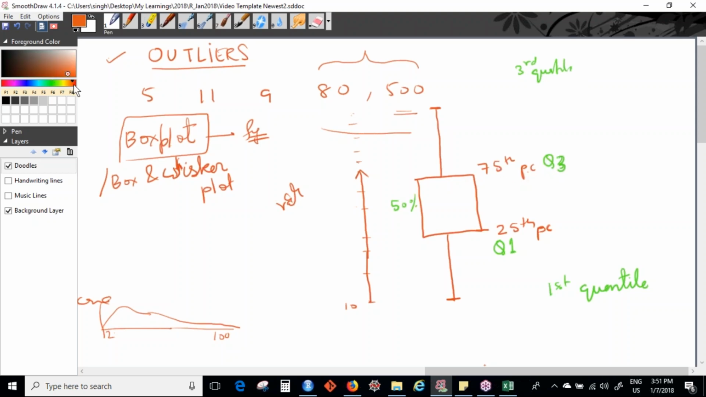So what is Q2 then, you might be wondering. Q2 is nothing but the middle of the box, which is the 50th percentile, or median, or Q2. That will be your middle one. Okay, this is your 50th percentile. So all clear so far.